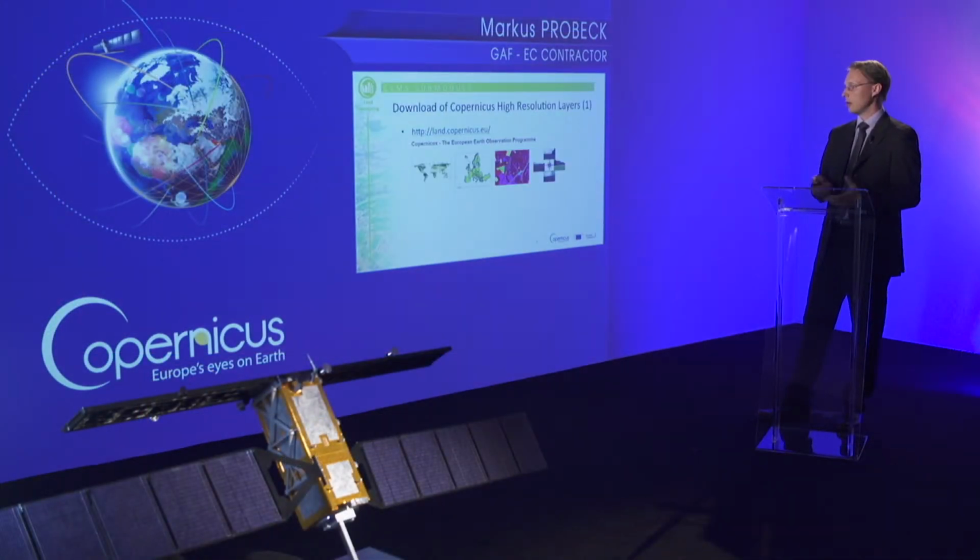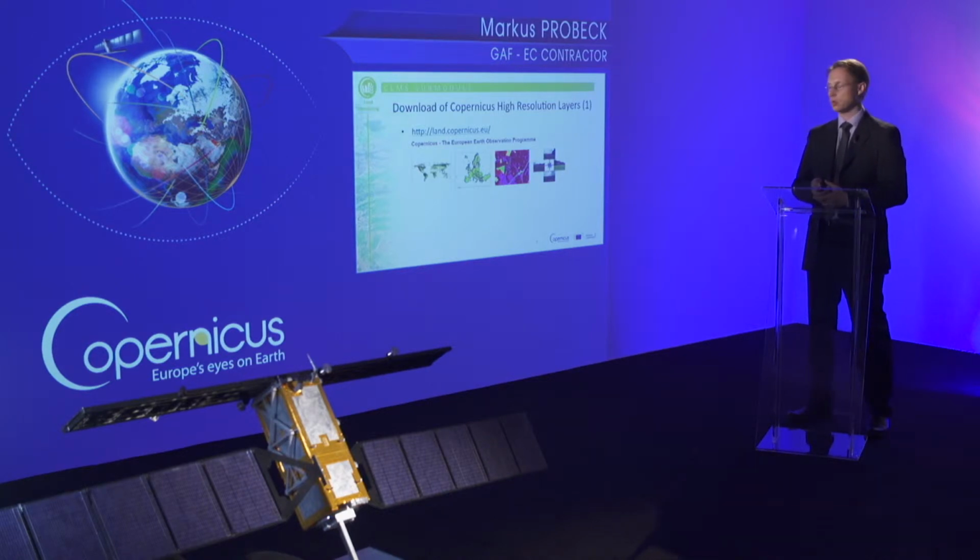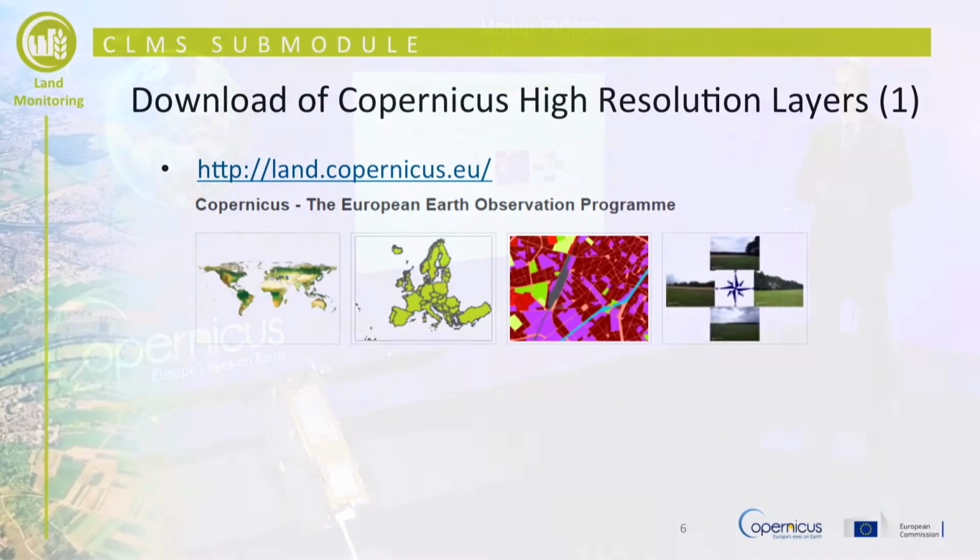So in terms of download, most of the data are directly available from the Copernicus Land Monitoring portal. The address is given here, land.copernicus.eu, which presents the Copernicus Land Monitoring Service in its 3 main components: the global land monitoring component, the continental or pan-European component, and the local component. Additionally, there's also further information from the in situ component related to land cover, also available via that portal.